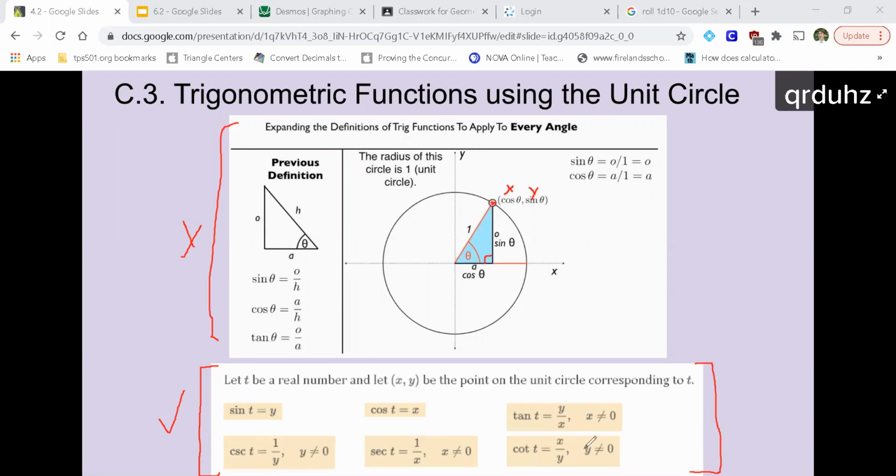And then for our reciprocal functions, remember that's just the reciprocal of our previous answers. So cosecant is just 1 over sine, so it's 1 over y. Secant would be, instead of x over 1, it'd be 1 over x. And cotangent of that angle would be, instead of y over x, it becomes x over y.